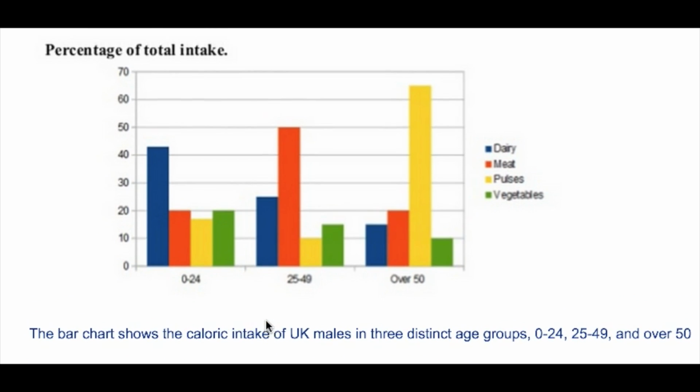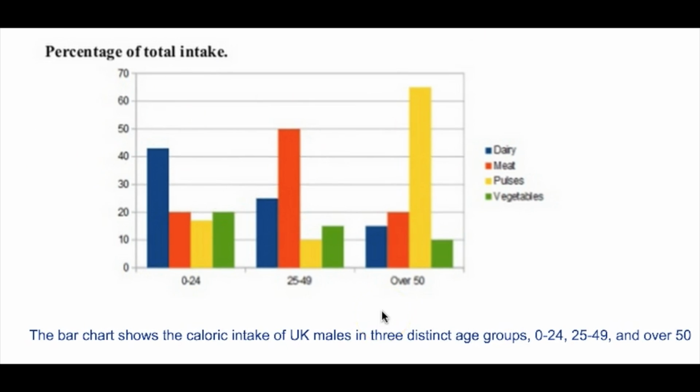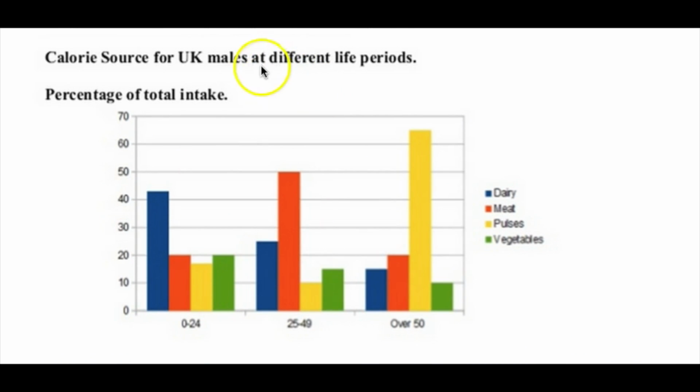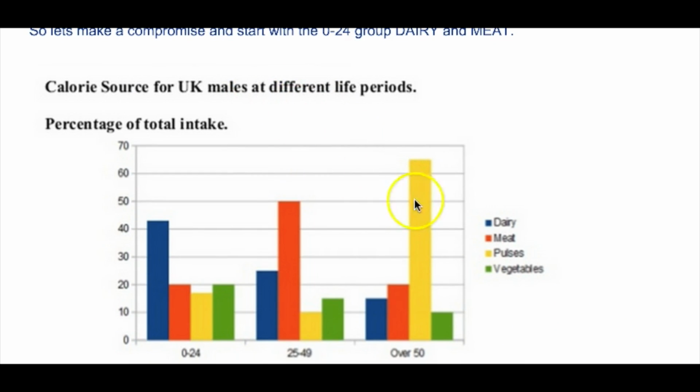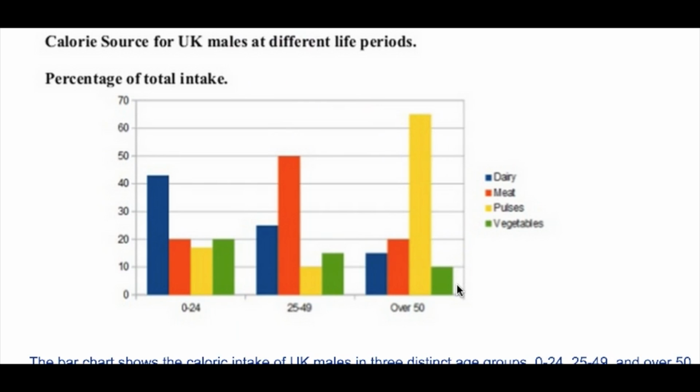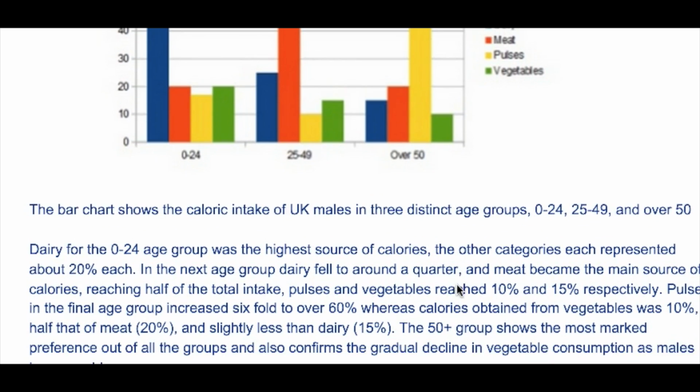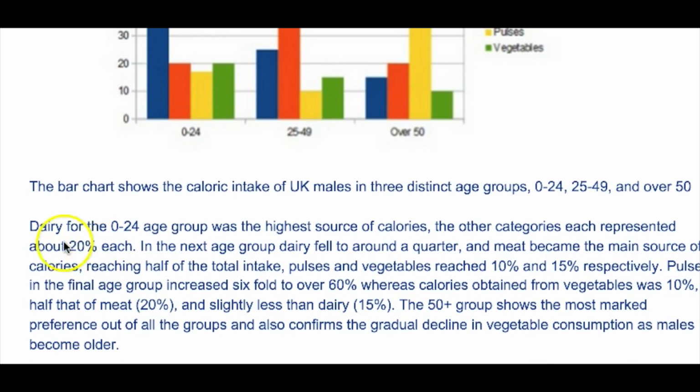Now, I did the first sentence, which is just a description. It's not the story. It's a plain description of what there is there. As well, you can see different life periods in the title. I used 3 distinct age groups, just to avoid using the same words and the same vocabulary as in the title, because we can't get any points if we do that.